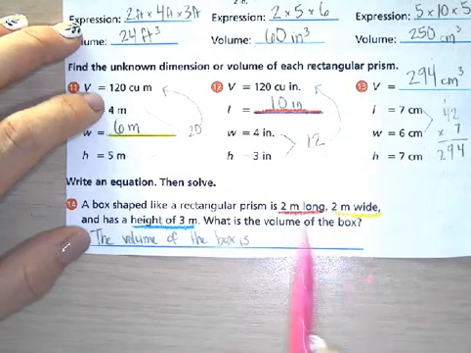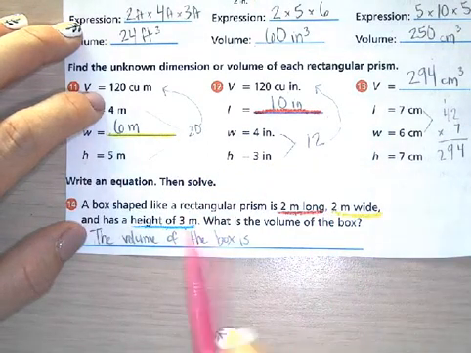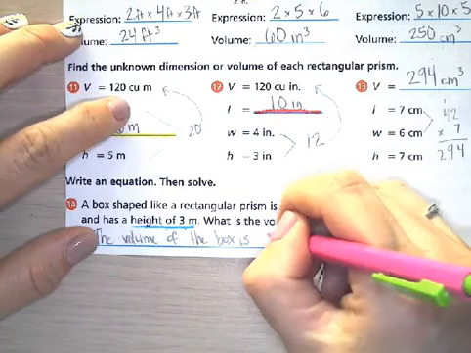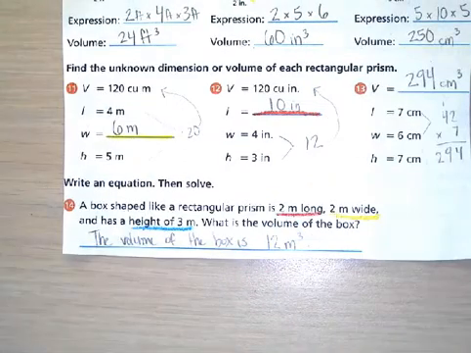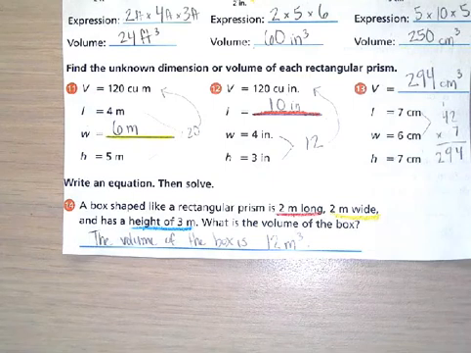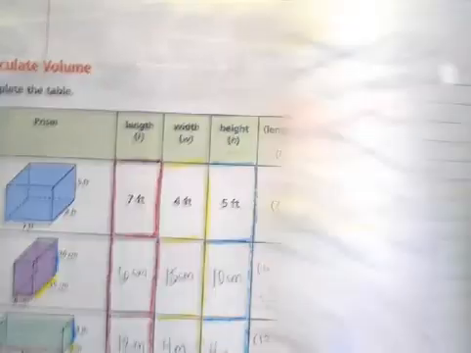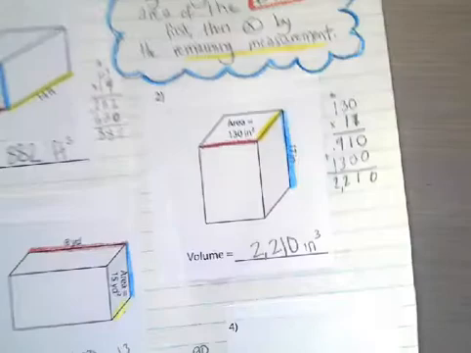The volume of the box is 2 times 2 is 4. 4 times 3 is 12. That was super easy. I can't believe that. Okay. You now need your journal back.